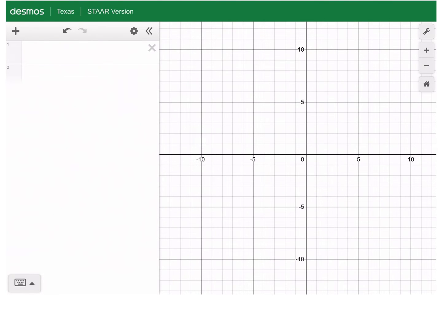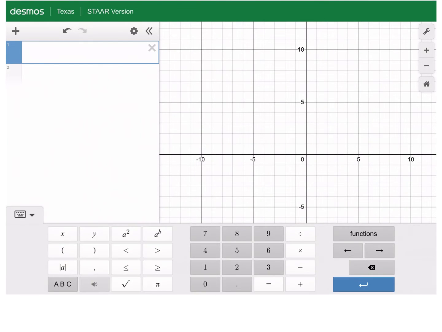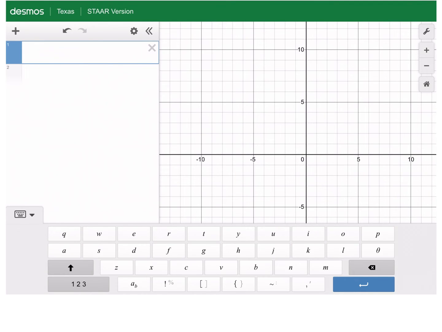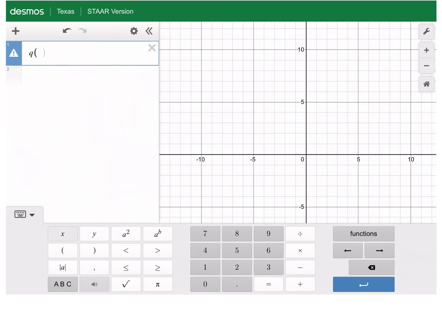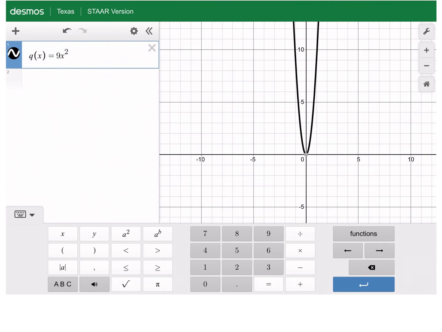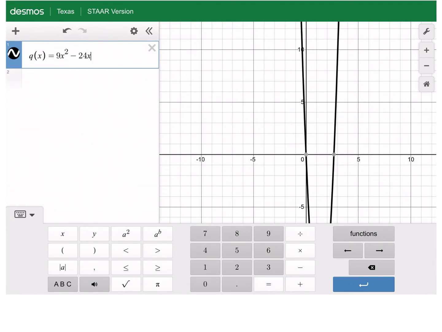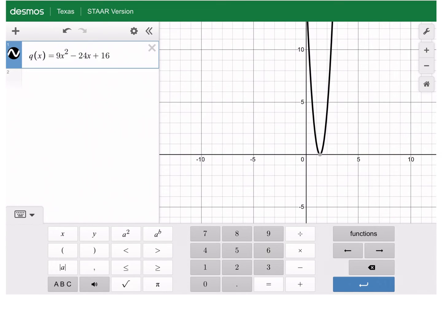All right, so in Desmos, I'm going to type in the equation that was given to us in the problem. And we had q of x, so q parentheses x equals 9x squared minus 24x plus 16. So here's the quadratic, and we're looking for an answer choice that is going to pretty much draw a new parabola, a new quadratic, right on top of the one that's already given.